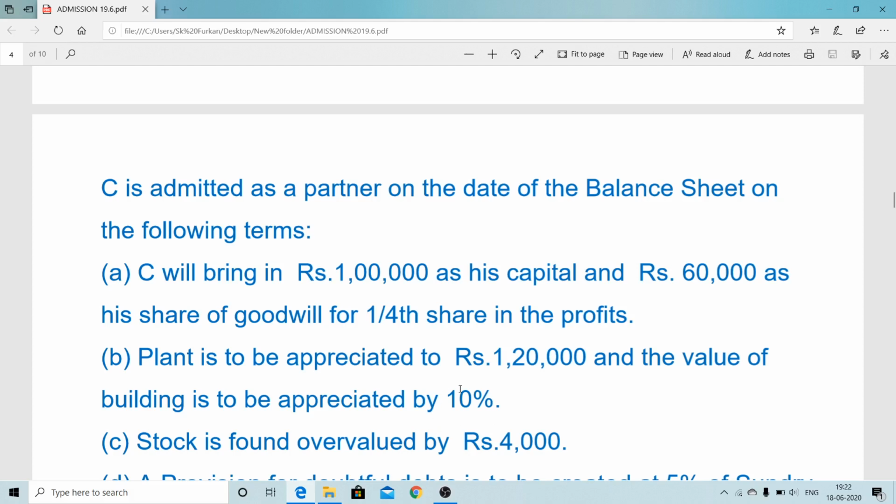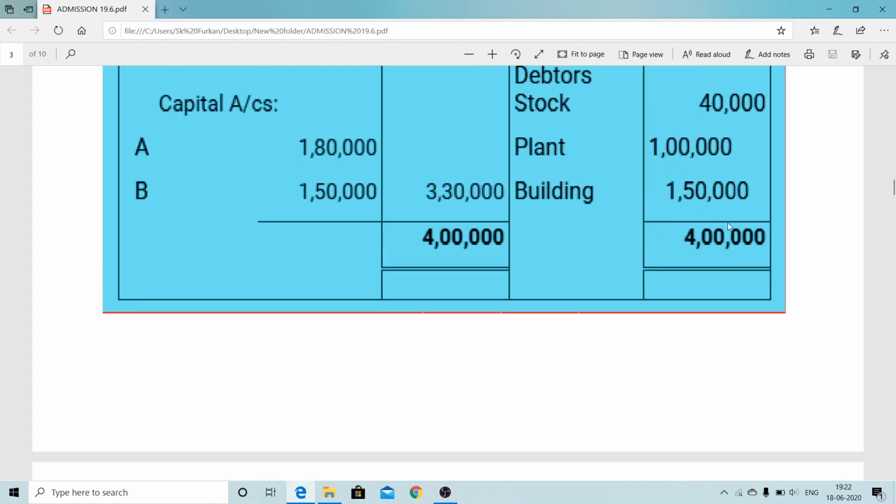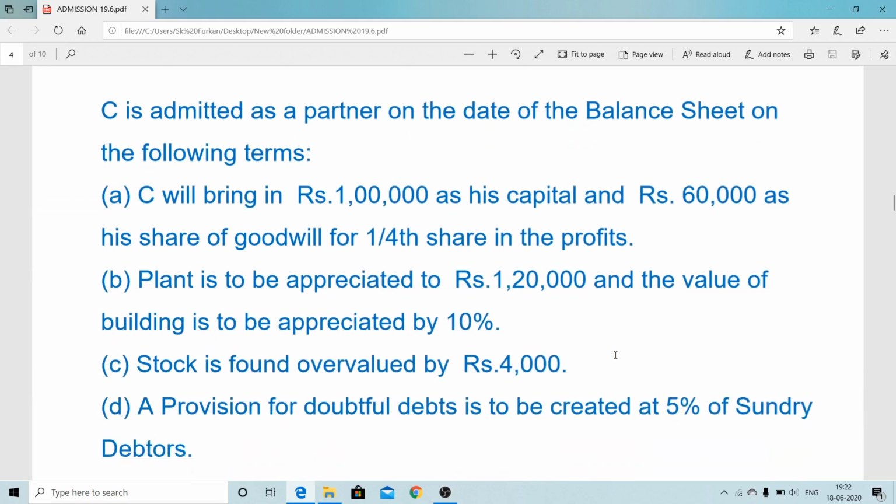Exactly, building value 10%, so we will calculate the 10% on the book value. If you see the book value here, 1,50,000 is the book value. Thereupon 10% means 15,000 increase. Like that way we can find out the net changes here. Now next point, at the time of admission, stock was shown overvalued, meaning the auditor said the stock which was considered in the books was not the real value, 4,000 more value has been shown. So we have to take the actual value, therefore 4,000 value we have to decrease. So in the revaluation account, revaluation to stock account 4,000 you have to make.